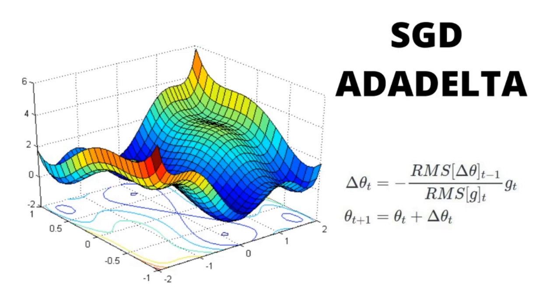In today's video, we will take a look at Adadelta, a variant of stochastic gradient descent that, like RMSProp, solves the shortcoming of Adagrad. We'll look at the formula and then we will dive into the code.